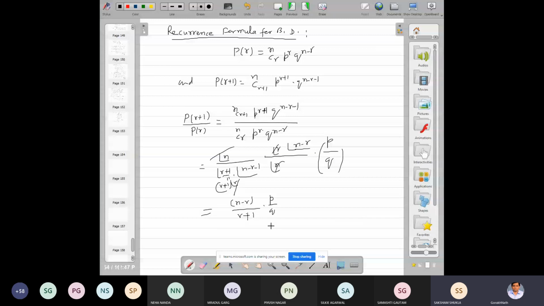So this is the recurrence relation between probability of r+1 and r success. If we know P0, probability of 0 success, then we can calculate probability of 1 success, 2 success, 3 success, and so on. Only we require P0, probability of 0 success. That will be nC0 q to power n. That is, if we know q, then q to power n.